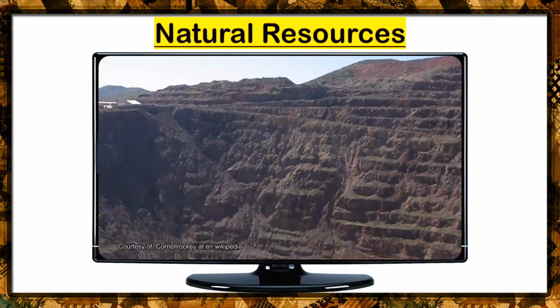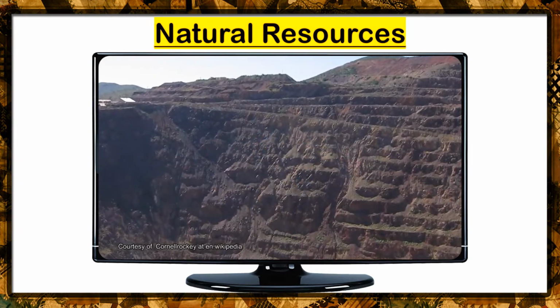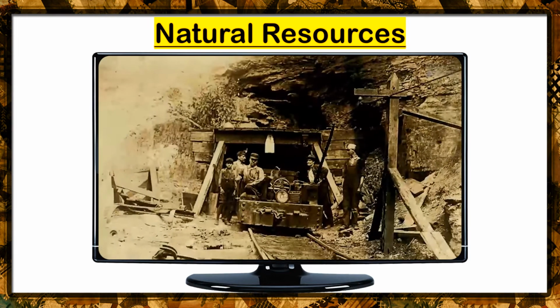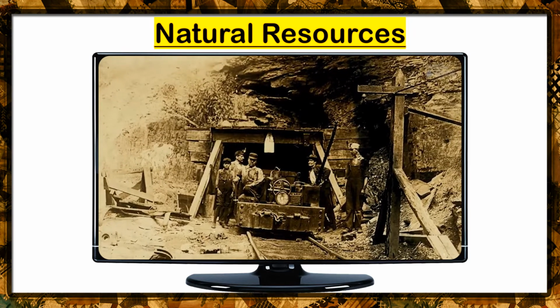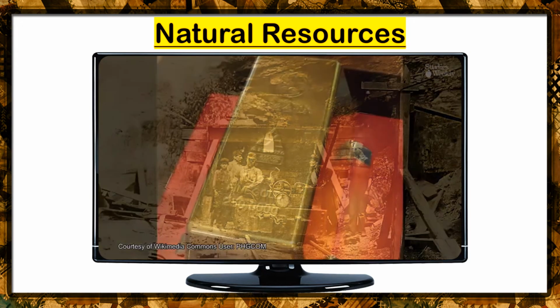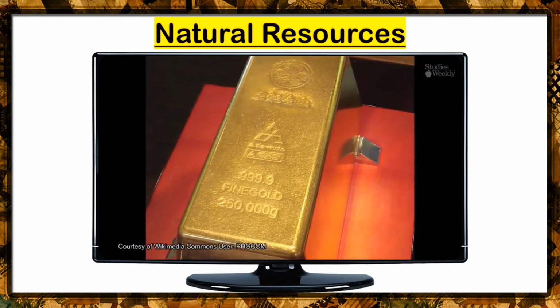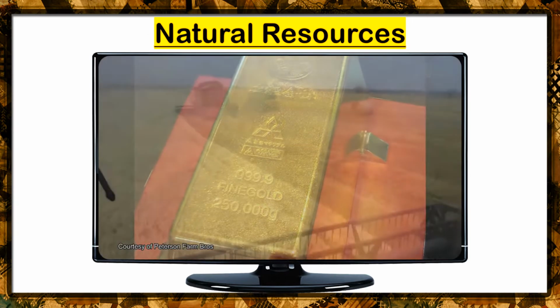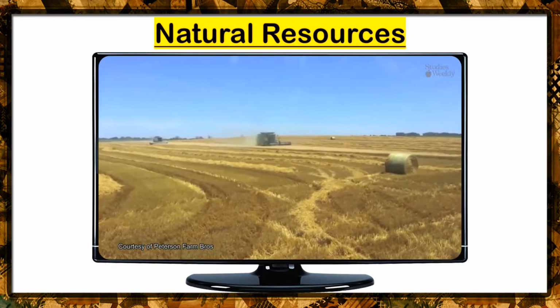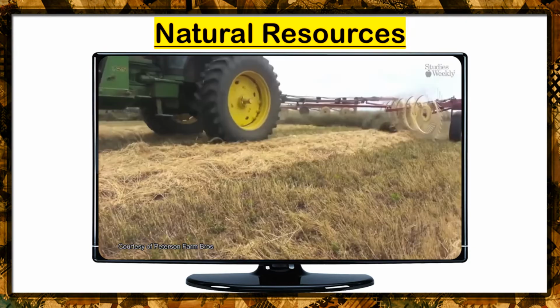Minerals are natural resources too. Minerals come from the earth, but they are not plants or animals. People use minerals like salt, iron, copper, coal, aluminum, and gold. There are two types of natural resources, renewable and non-renewable.